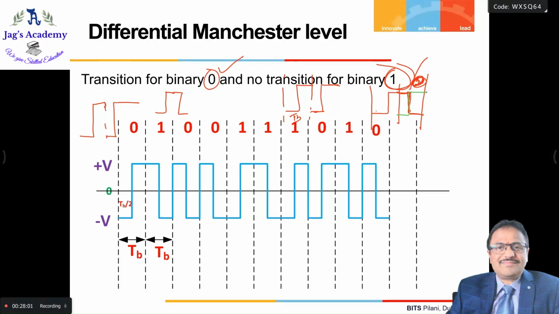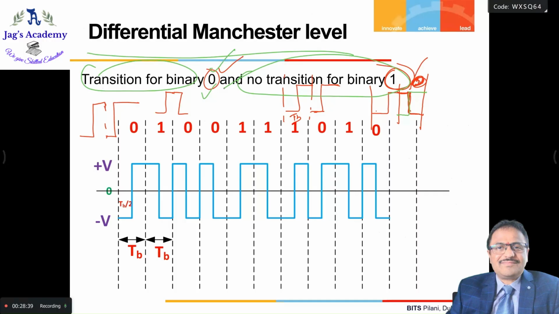Okay, we will see an example. Through the example it will come. Have you understood what is transition and no transition? Okay, through this example, we will come to know what a transition is. Now, as per differential Manchester, there is a transition for binary 0. No transition for binary 1. Binary 1 does not have any transition. And I told you what a transition is.